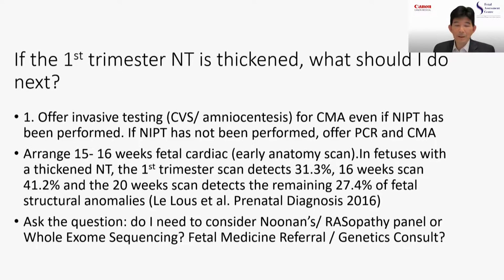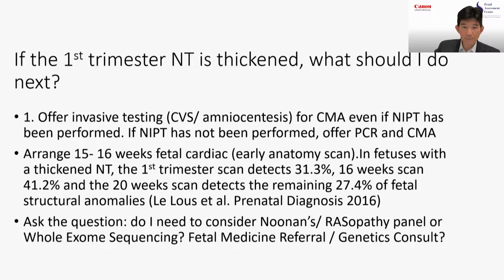And in a paper by Lelou and colleagues in Prenatal Diagnosis 2016, they broke down the abnormalities that were detected either at the first trimester scan, the early second trimester scan, or the 20-week scan. You'll see that the first trimester scan would detect about 31%, the 16-week scan would detect 41%, and the 20-week scan will detect the remaining 27%.